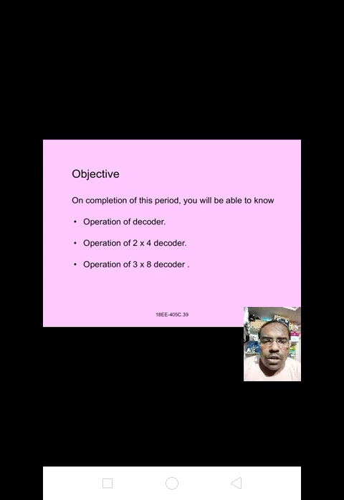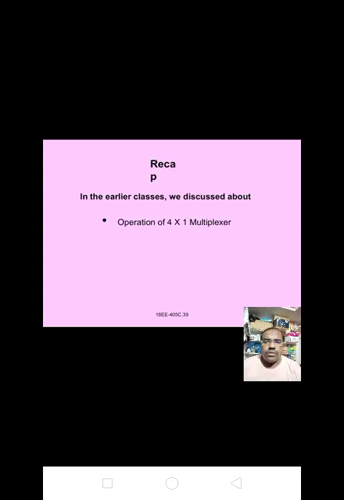Operation of decoder, operation of 2 into 4 decoder, operation of 3 into 8 decoder. Let's recap. In earlier classes, we have discussed the operation of 4 into 1 multiplexer and operation of 1 into 4 multiplexer, that is also demultiplexer, or 8 into 1 multiplexer. These are the topics which we learned before.